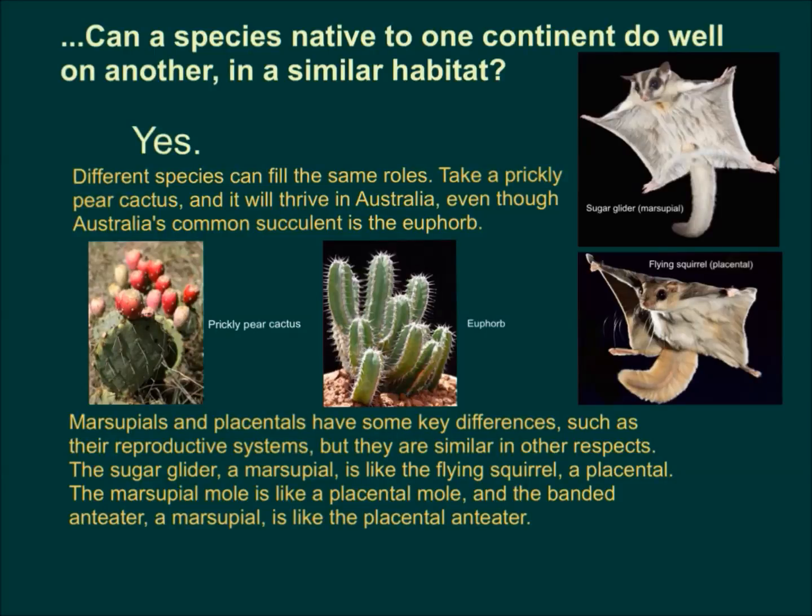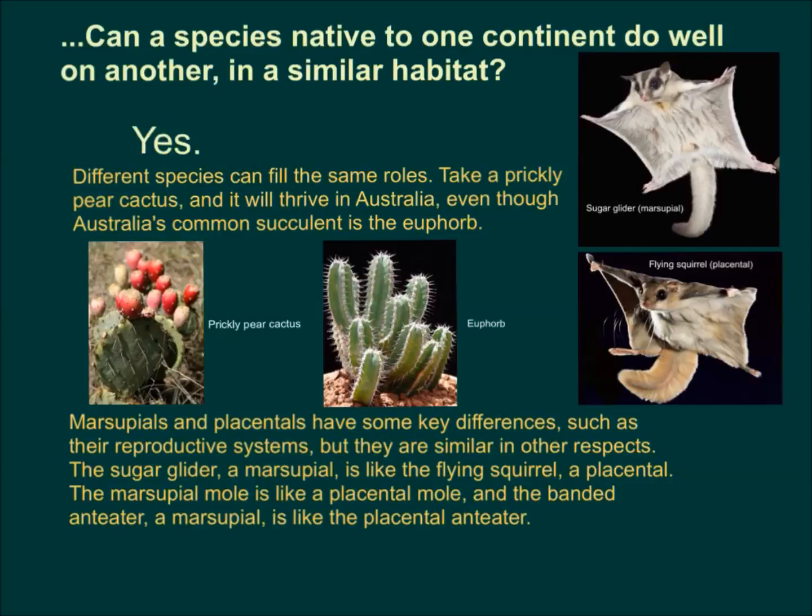So, can a species native to one continent do well on another in a similar habitat? The answer is yes. Different species can fill the same roles. Take a prickly pear cactus and it will thrive in Australia, even though Australia's common succulent is the euphorbia. On the left you see the prickly pear, and on the right you see the euphorbia. They can function in the same type of environment.